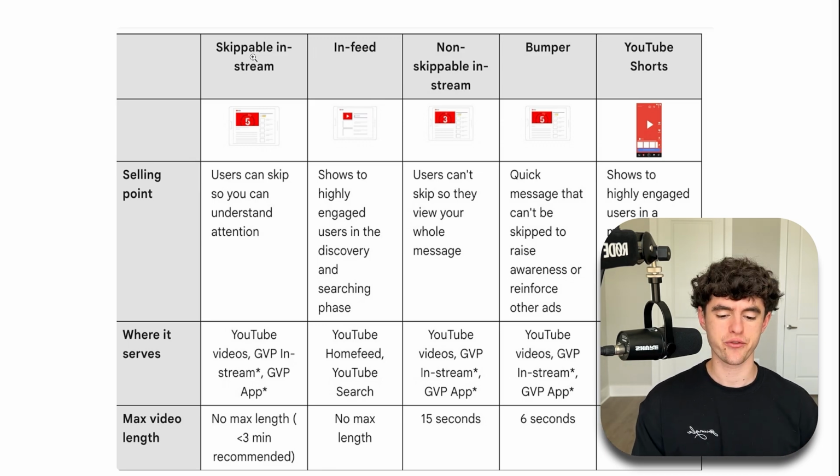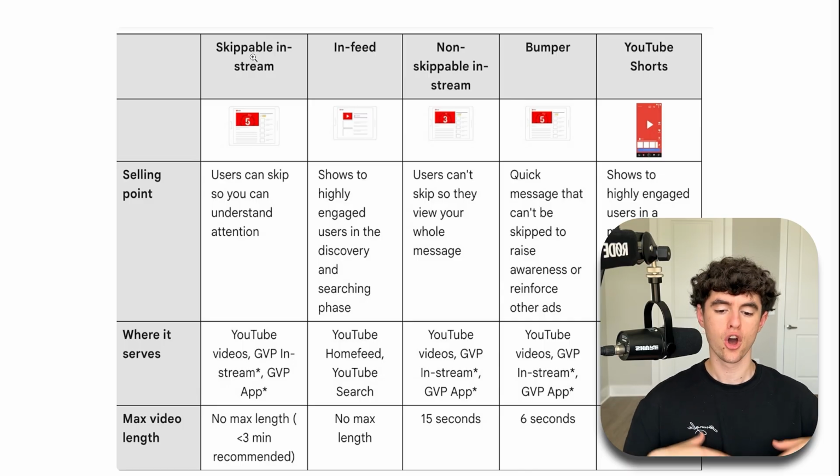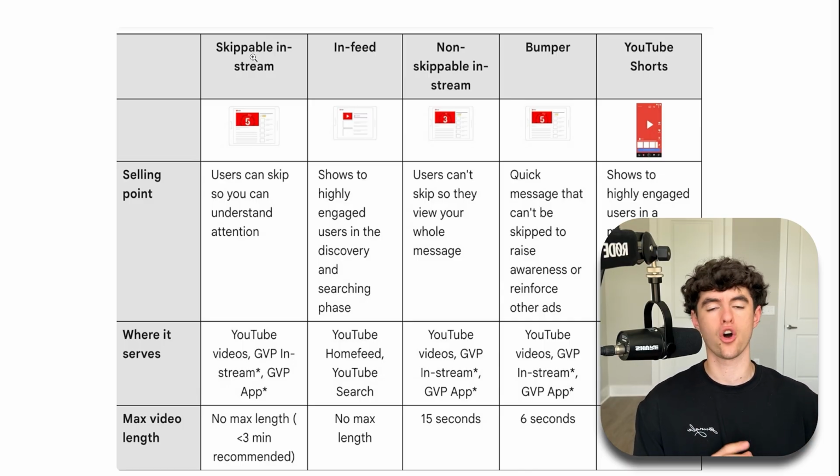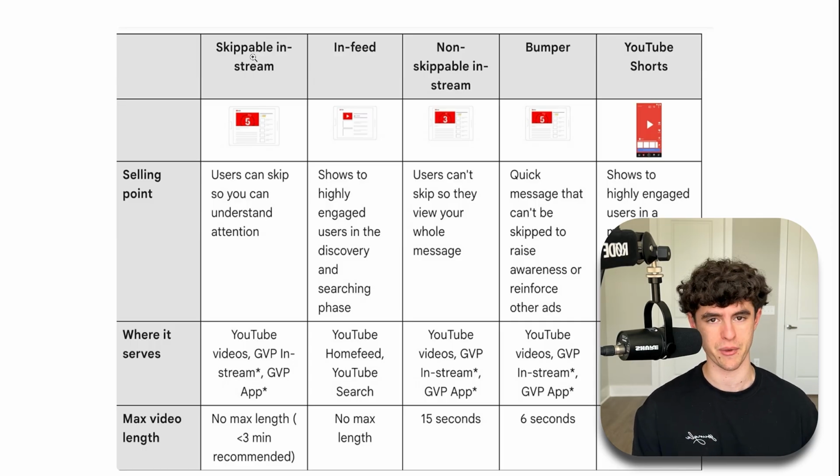The next is in-feed. And this is going to show to highly engaged users in the discovery and the searching phase. This is shown in the YouTube home feed and the YouTube search section as a picture ad. Now, this is going to be important because those who have already found an interest in selling their home, for example, are going to find this useful because they need to see a call out in order to then pique their curiosity. It's going to resonate with them. They're going to click it. They're going to go to a landing page, which hopefully you have that's optimized for collecting their information and providing value.